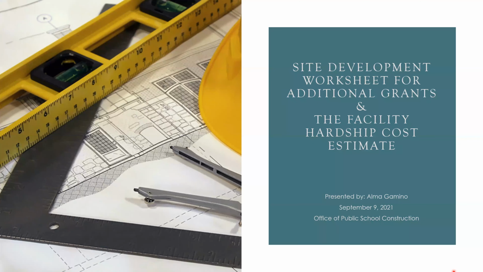My name is Alma Camino, and today we're going to be talking about the Site Development Worksheet for additional grants and the Facility Hardship Cost Estimate, also known as Form SAB 5801.